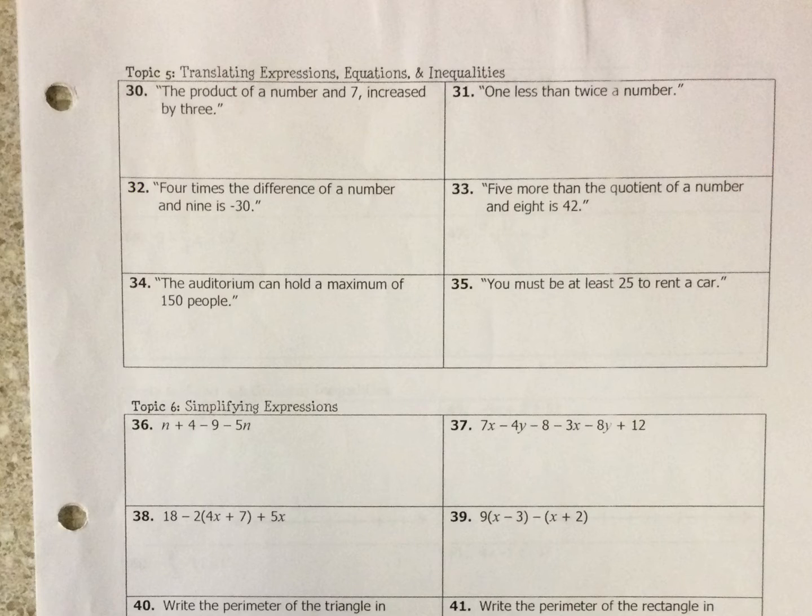You might want to grab your notes for this. So, the product of a number and 7 increased by 3. Well, we know that product means multiplication. I'm going to use n for my number. So the product of a number and 7. So that means n times 7. But in big boy grown-up math land, we write 7n increased by plus 3.